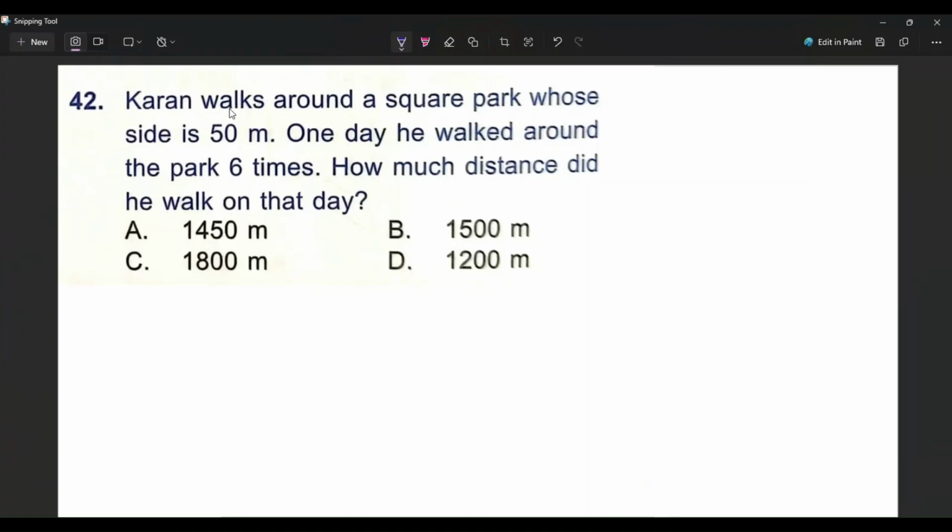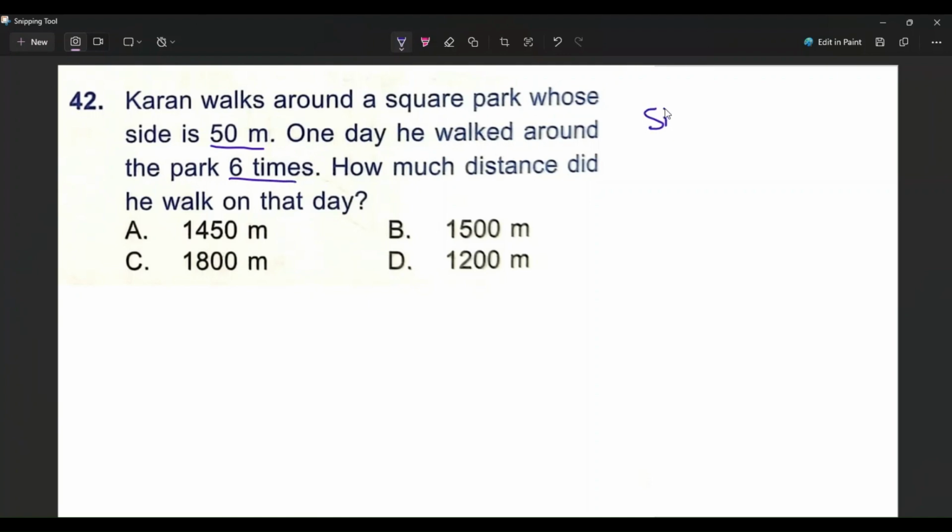Question number 42. Karan walks around a square park whose side is 50 meters. One day he walked around the park 6 times. How much distance did he walk on the day? So side is given, side is 50 meters. He walked around the park 6 times.